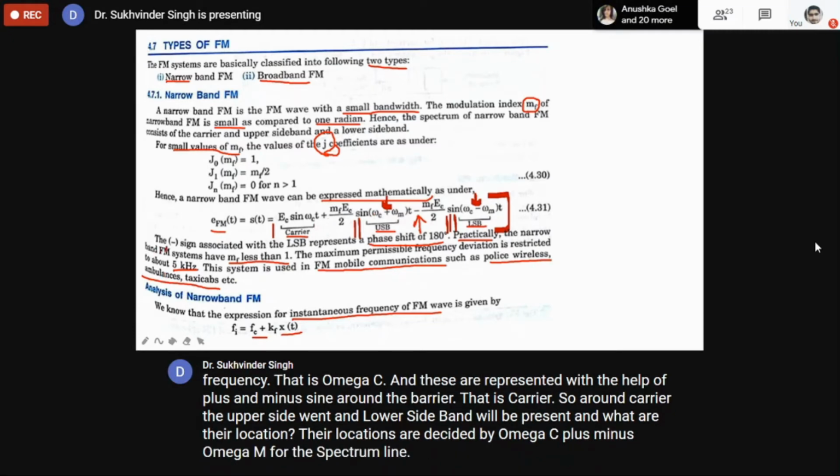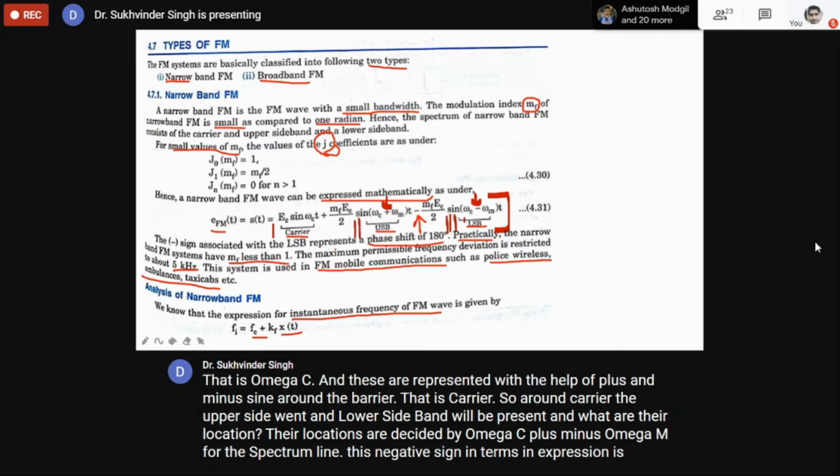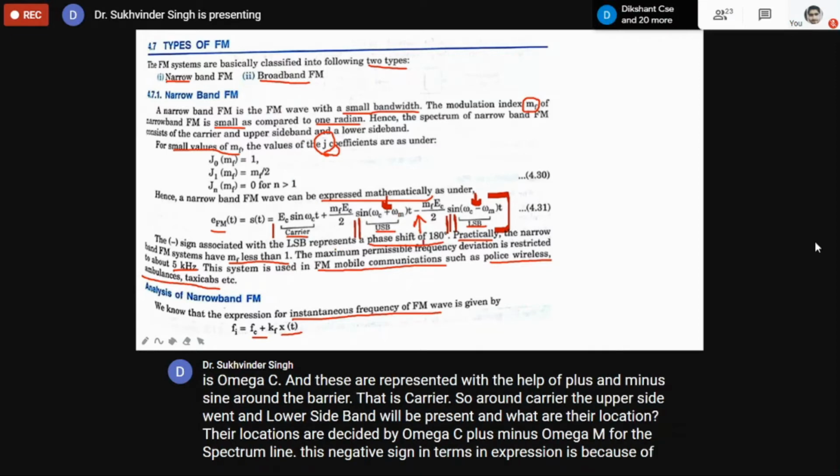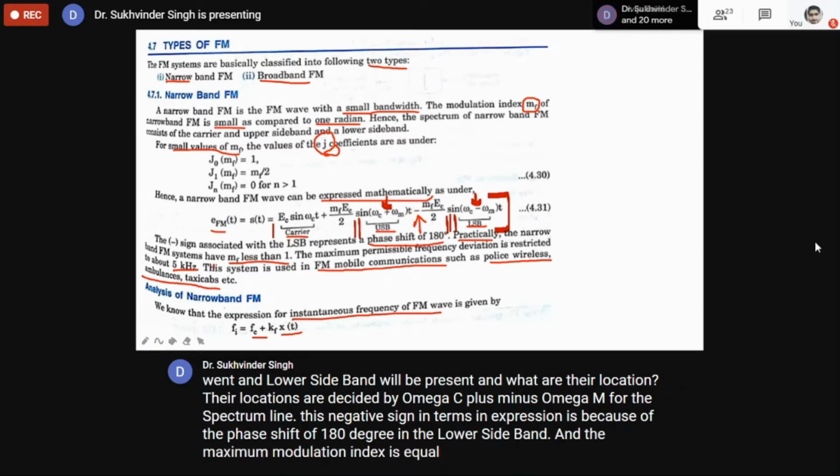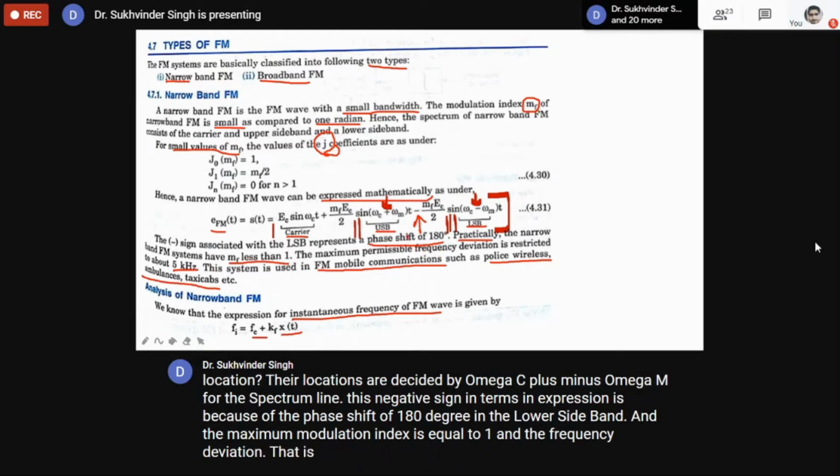This negative sign in the expression is because of the phase shift of 180 degrees in the lower sideband, and the maximum modulation index is equal to 1, and the frequency deviation, that is how much the frequency can deviate, is 5 kilohertz.